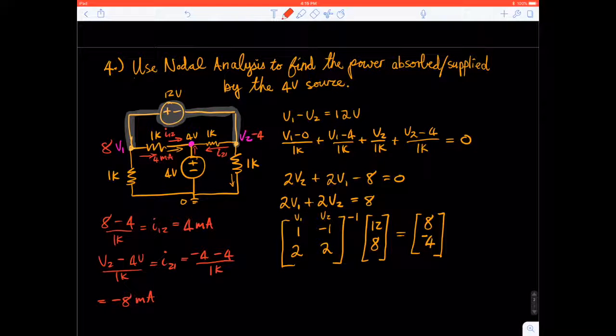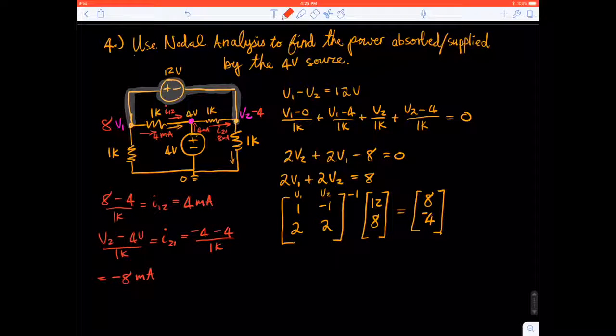What it's telling us is that our current is going in the reverse. If you think about it, I21 is really going like that. So if there's 4 milliamps going into this through this branch, and there's 8 going in that direction, then you know that if there's 4 here and 8 there, this 4 volt source has to be supplying 4 milliamps.